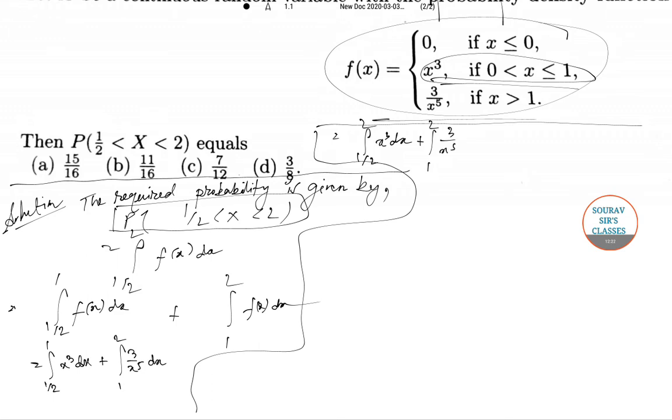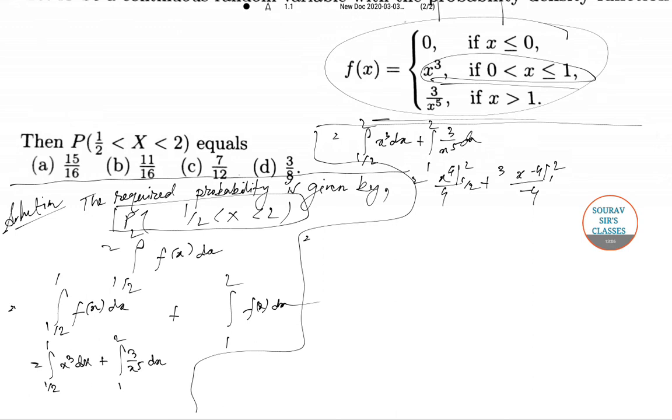We write it again for our own convenience. x to the power 4 by 4. This is a simple formula of integration: integration x to the power n dx is nothing but x to the power n plus 1 by n plus 1. And in the next part we get 3, here x to the power minus 5, that is x to the power minus 4 by minus 4. Okay? And then from 1 to 2.